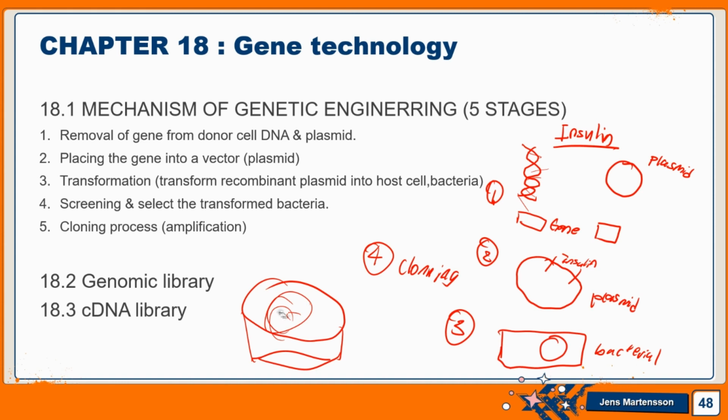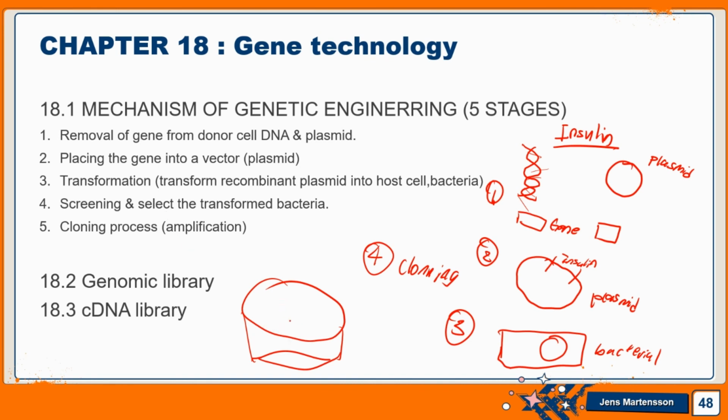But can you confirm that all of the specimen here, all of the bacteria, have the insulin plasmid? Can you confirm that? You cannot confirm. Awak tak tahu kan? Maybe the insulin plasmid is less, so some of the bacteria do not have the insulin plasmid. You don't know. So you have to make a screening and selection.